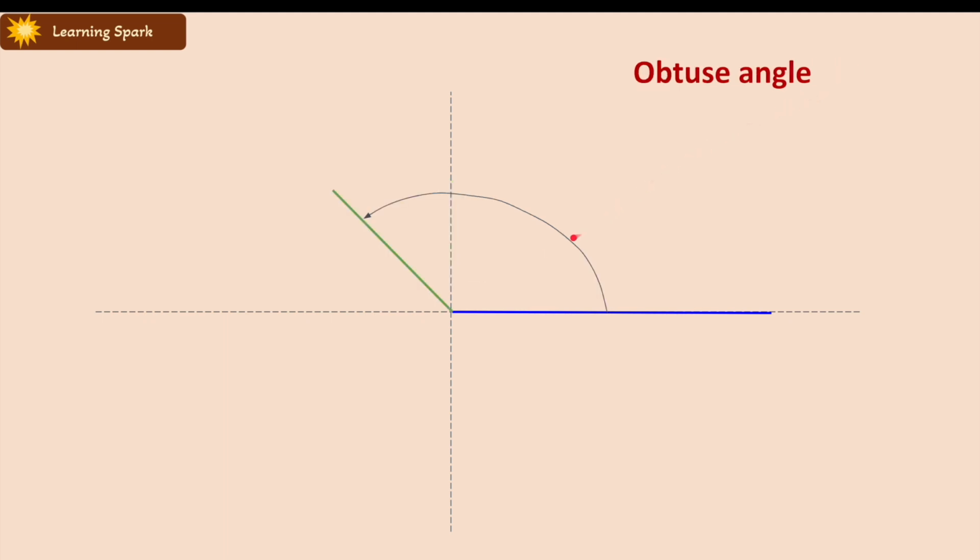Now you see this angle, right? So this angle, you can see it is greater than 90-degree, right? It is 90-degree plus it has moved this much. 90-degree is there plus it has moved more. So this is more than 90-degree. Now let's go back to the previous one.